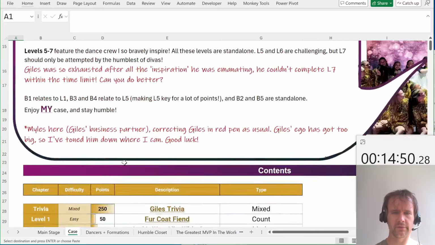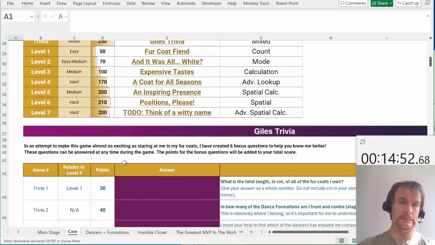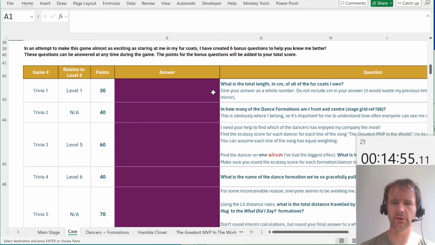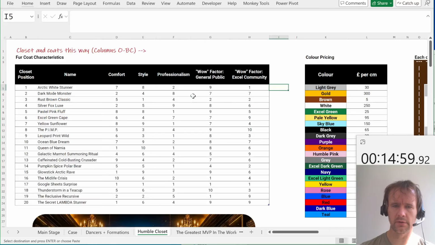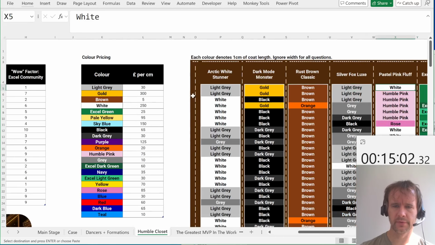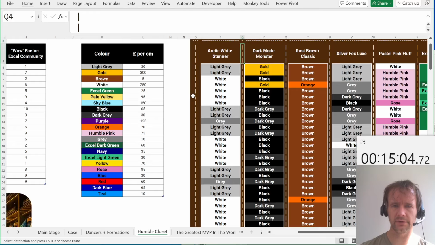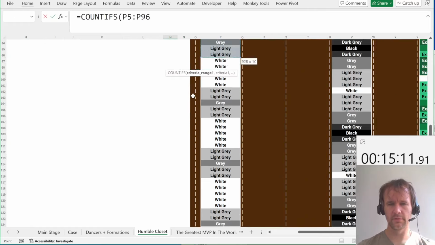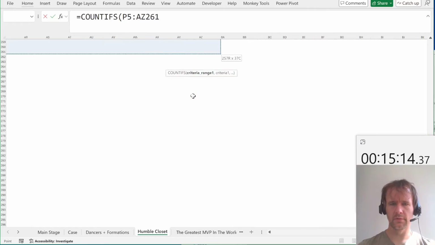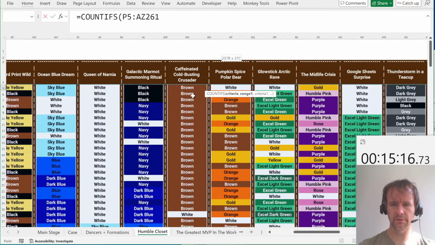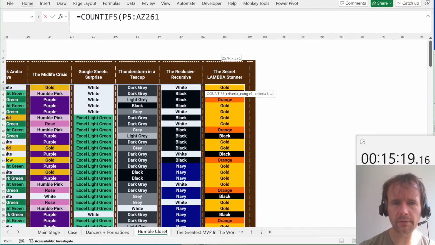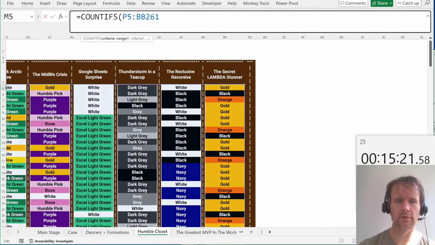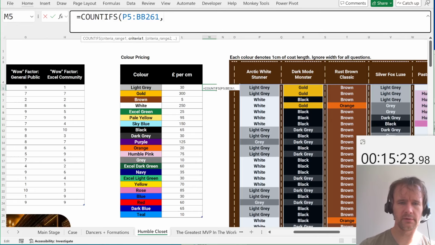Okay, bonuses. This doesn't seem to be going too badly. What is the total length in centimeters of all the fur coats that I own? Okay. So are all of these cells? No, they're not empty. Well, bother you, Giles. Okay, then let's do it this way. Count ifs. How far do I have to go? Out to BB. Count ifs. That is this.